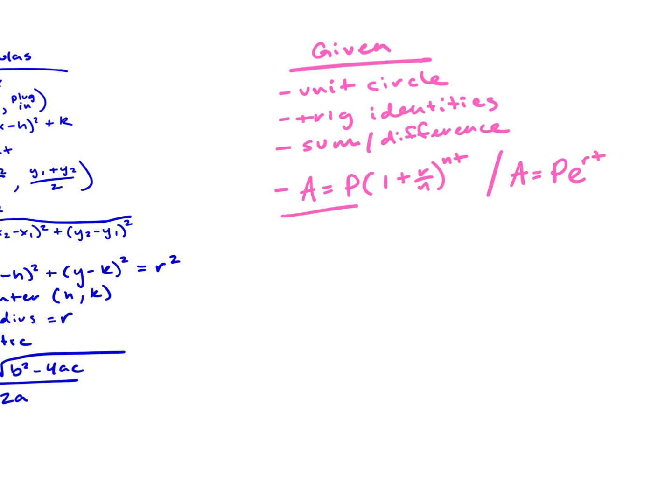So you would use the first one if it was compounded a certain amount of times. So if it's compounded quarterly, your N would be 4. If it's compounded monthly, your N would be 12. And then use your PERT formula when it's compounded continuously.